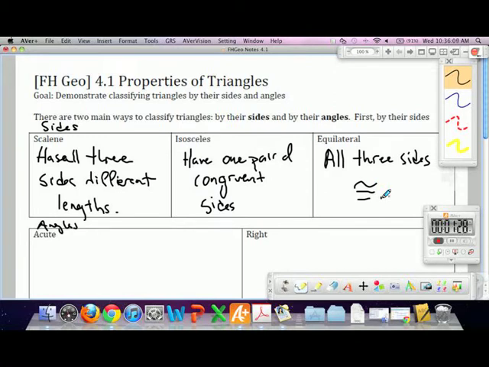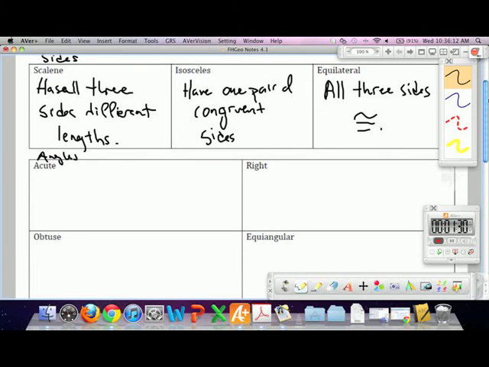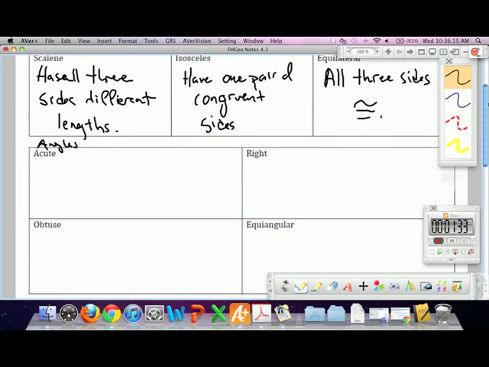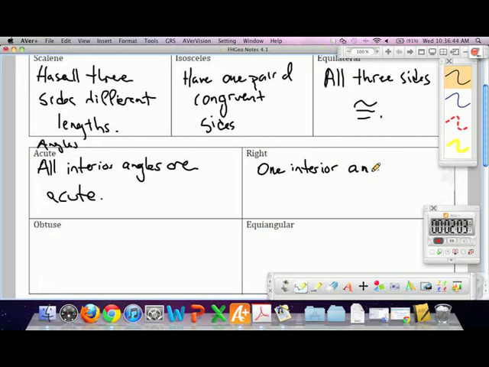You can also classify them by their angles. An acute triangle has all angles, or all interior angles, acute, meaning less than 90 degrees. A right triangle has 1 interior angle equal to 90 degrees.